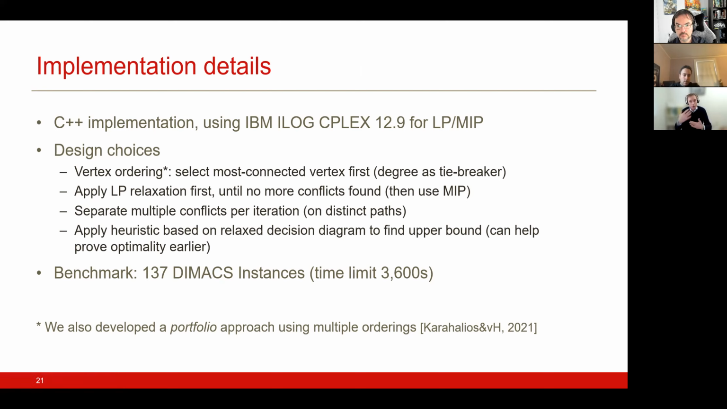And I actually do that first until I reach LP optimality, then switch to the MIP. You can also separate multiple conflicts. You don't need one single path with an associated conflict. If for every path you find, you can identify possibly a conflict, put them in a stack if you wish, and then one by one you can separate them, which is very effective. And clearly we can apply an upper bound heuristic as well.